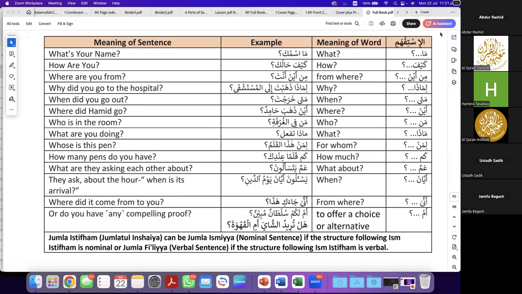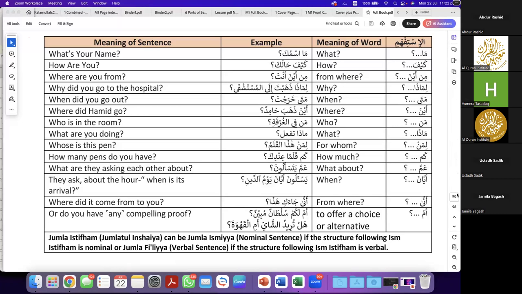Next one is anna, which means from where. Anna, from where. Less common, but you'll find it in the Quran as well. And in this list, finally, is am, which means to offer a choice or an alternative. You may also see aw, which means or, but it's different to that. Am will be a question to offer a choice or an alternative.